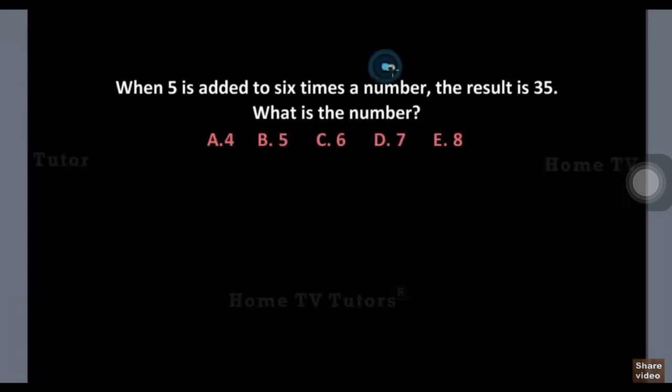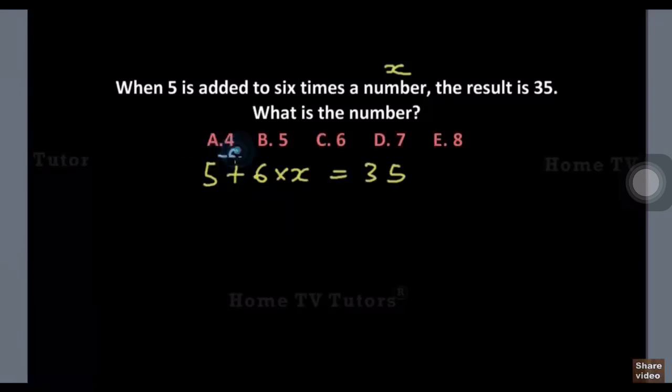First, we have to get the number as x. We are just guessing. We don't know the number, so we are guessing it's x. So 5 is added to 6 times a number. That's 6 times x. That's 6x, right? So 5 plus 6 times x is equal to 35.